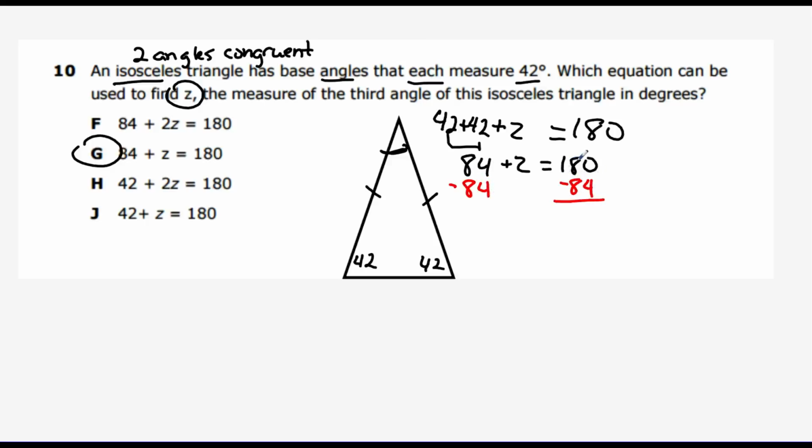And then this we would borrow, and this would be 6. 17 minus 8 is 9. So Z would equal 96 degrees. And that right there is our vertex angle.